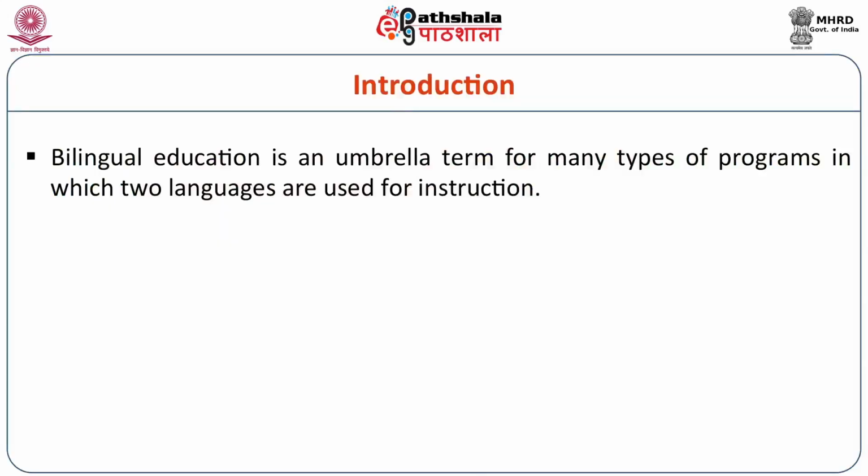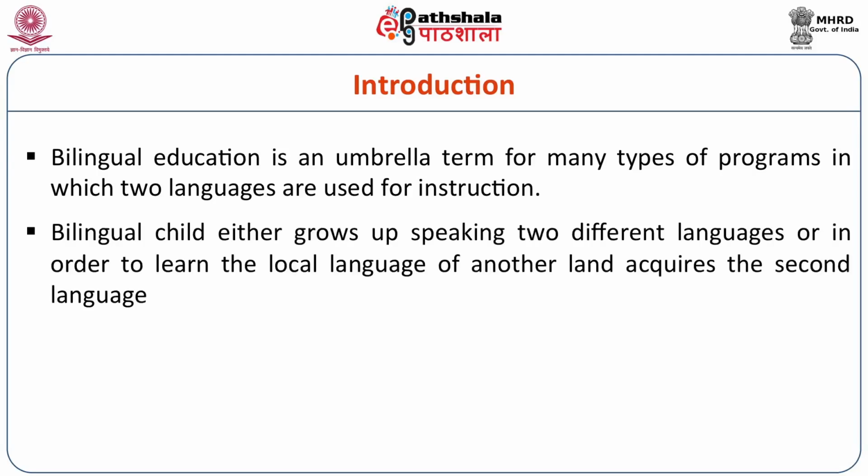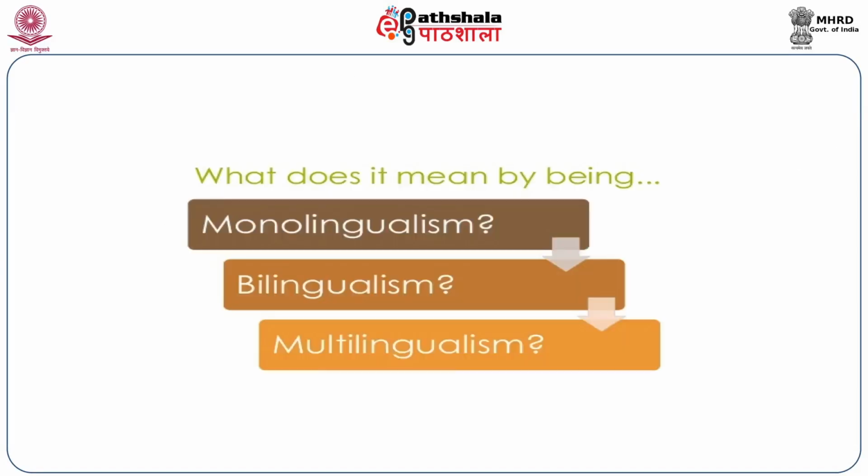Bilingual education is an umbrella term for many types of programs in which two languages are used for instruction. A bilingual child either grows up speaking two different languages, or in order to learn the local language of another land, acquires a second language. Now, what does it mean to be monolingual, bilingual or multilingual? These are three terms related with languages, the speaking of the languages or knowing the languages.